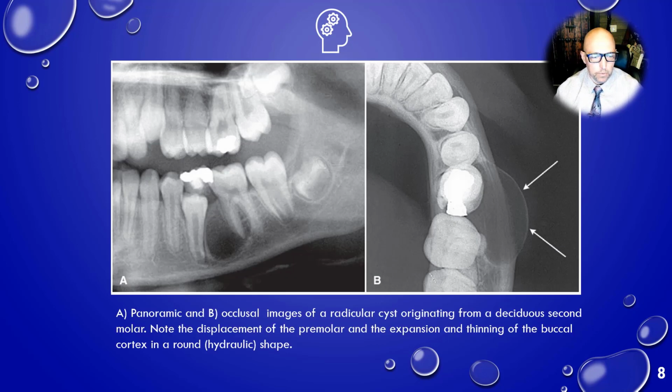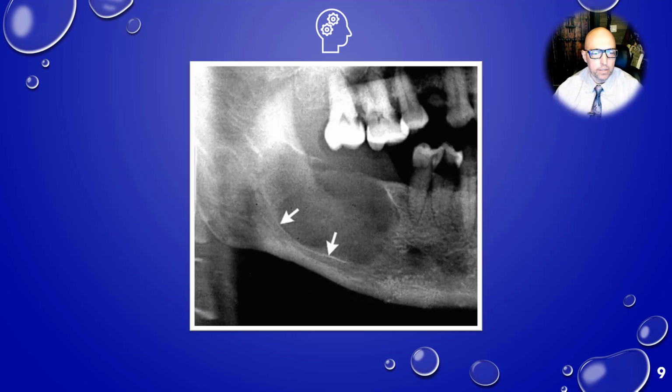We showed you this one as well, so we talked about that. Very round, very well defined and corticated. Looking at the occlusal radiograph, it maintains this cortex around it as the periosteum is able to lay down more calcification. So that tells you that it's slow growing. And yeah, everything about this is just cystic and slow growing, very benign in appearance.